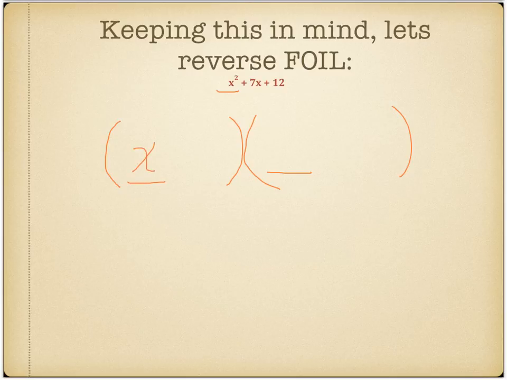X times x gave me x squared. And more often than not, that's always going to be the case. You may have p times p or q times q or a times a, but generally you're just going to have x times x to give you that x squared because it was the first term times the first term. And from there you just move forward.